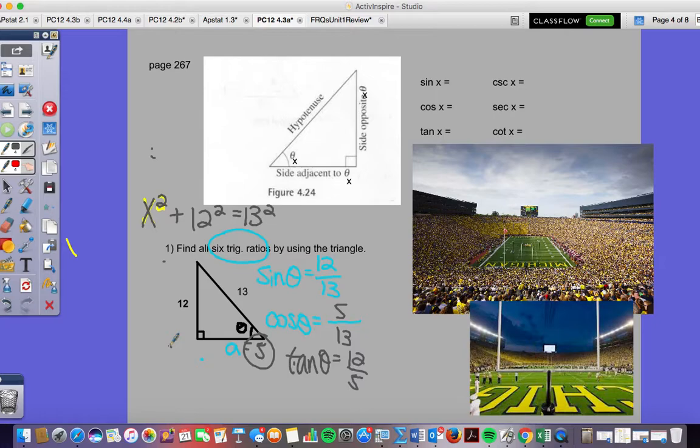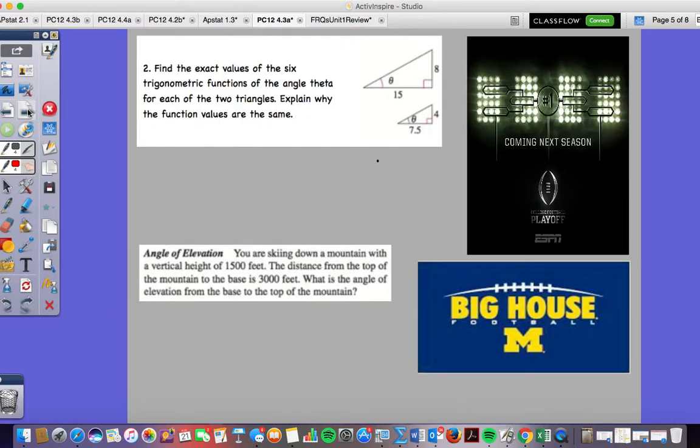Trying to think if there was anything else on that I wanted to hit. I think that's pretty much it. Let's go to the next one. Let's make sure we've got this one. Up here, this is off your homework. By the way, I forgot to get that out there. This is 4.3a. Again, this will be due at the end of the week. I think I even put it on the weekend. So I'll pass these out. This is the first one on the top side. It says find the exact values of the 6 trigonometric functions of the angle theta for each of these.